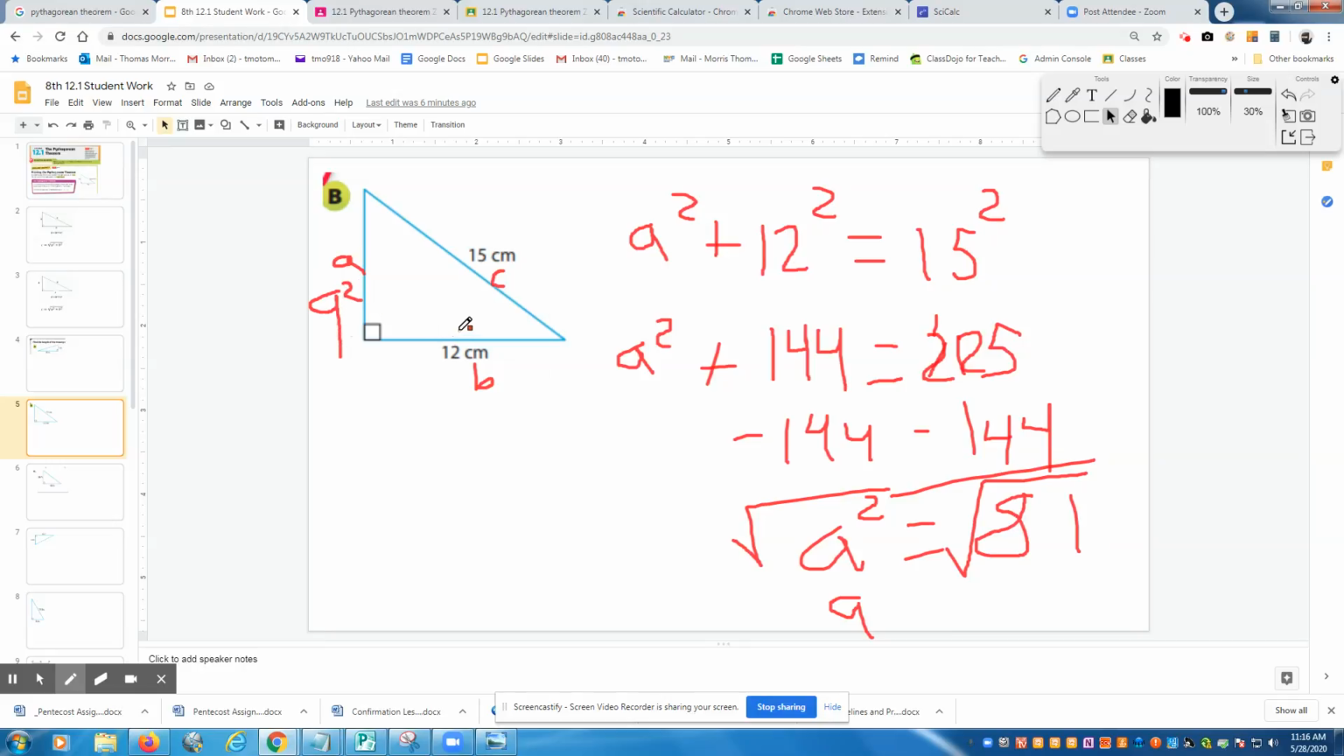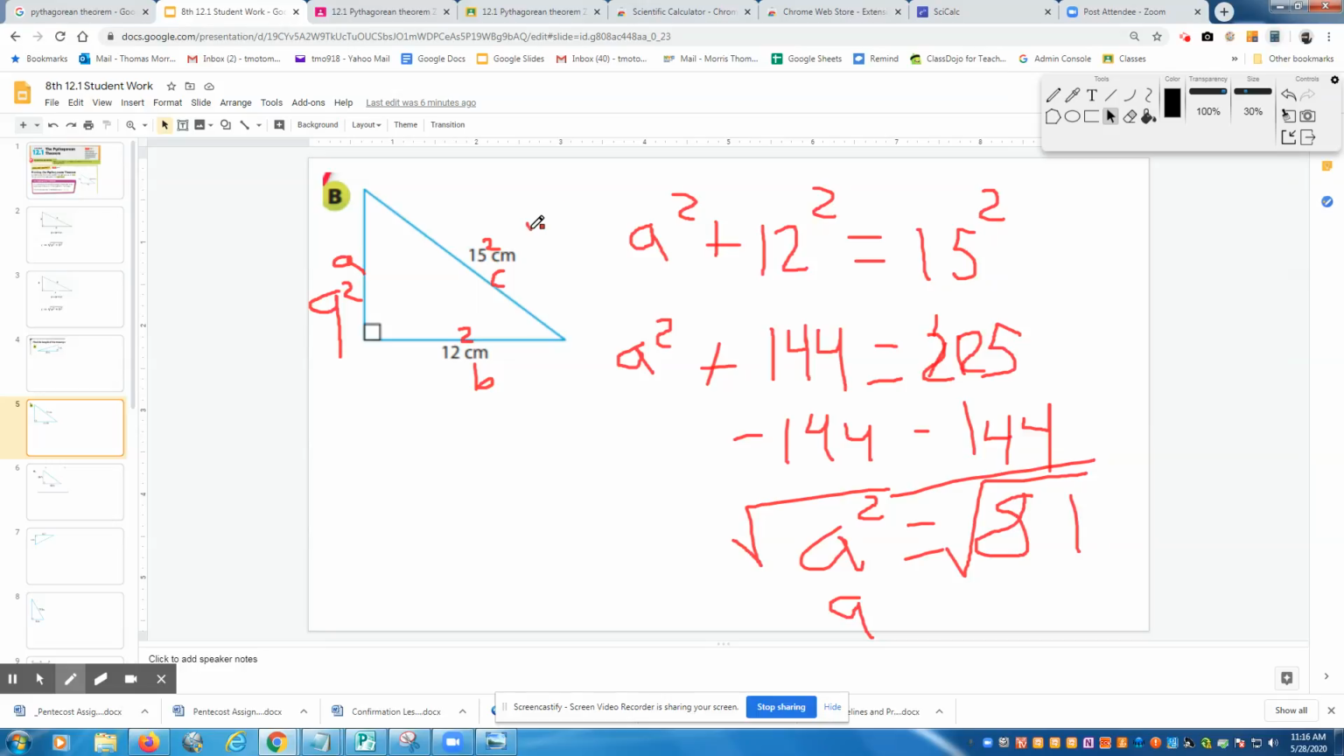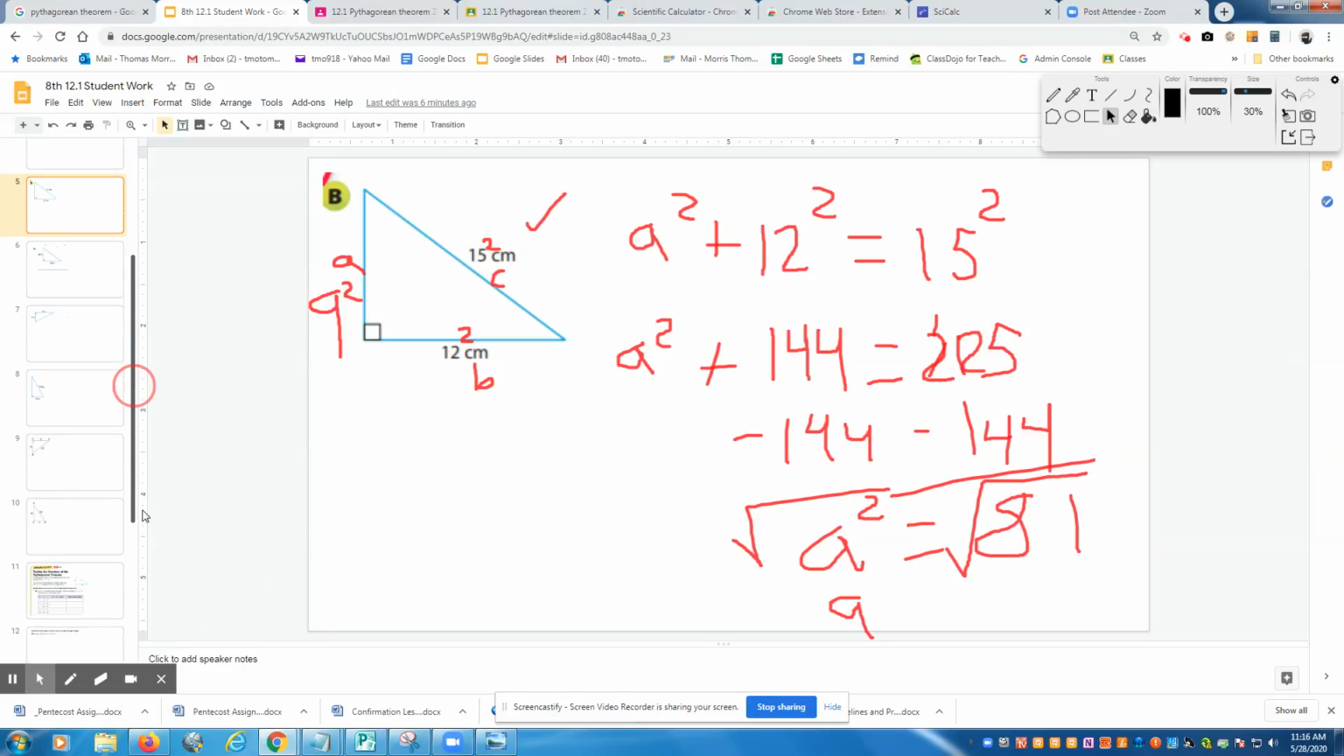I'll just show you that in a calculator one more time. If you take 9 squared plus 12 squared, it should equal 15 squared. So one more check. 9 squared plus 12 squared equals 225. I'm going to take the square root of that. 15, it matches. That means I have it correct. So that's how you calculate to find the missing side.